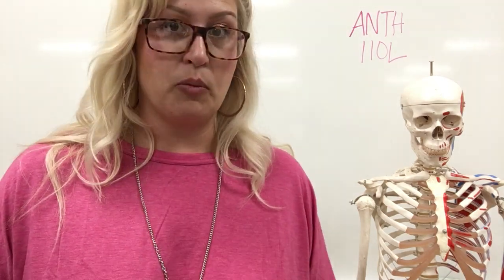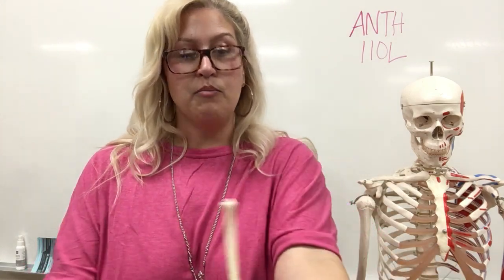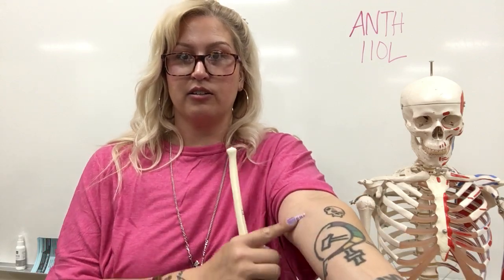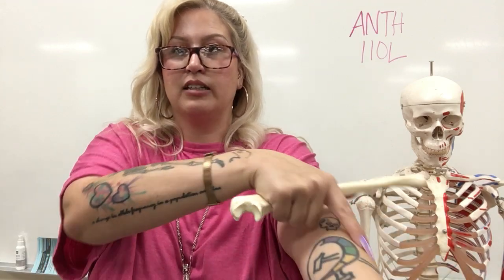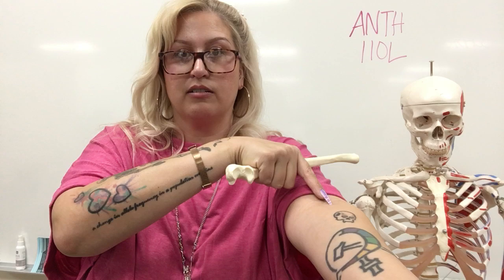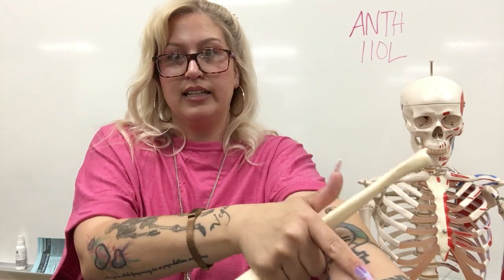So in the arm, in anatomical position, the radius is always lateral. Remember we talked about lateral: imagine there's a midline, lateral is away from the midline, medial is towards the midline. So in the arm, the ulna is on the medial side of the arm, right here. And then the radius is on the lateral part of the arm, right here. So it's going to be radius and then ulna.